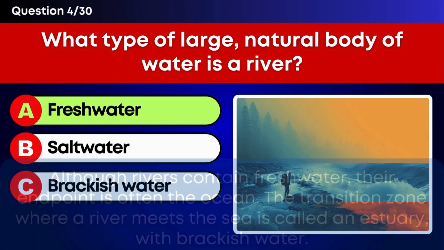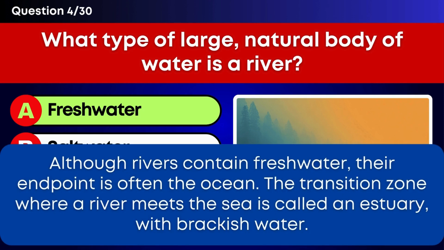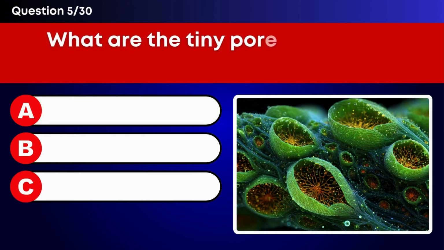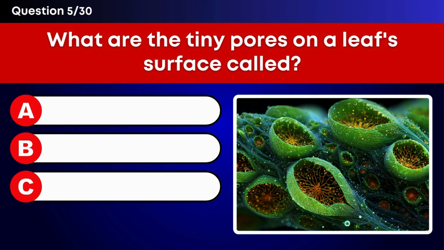Fresh water. Although rivers contain fresh water, their endpoint is often the ocean. The transition zone where a river meets the sea is called an estuary with brackish water. What are the tiny pores on a leaf's surface called?